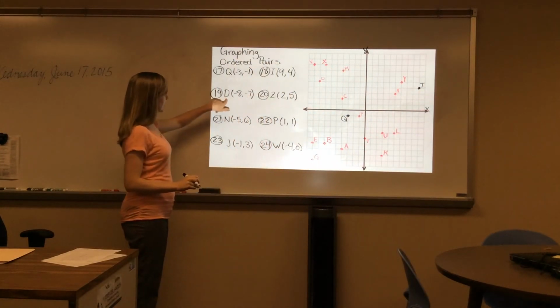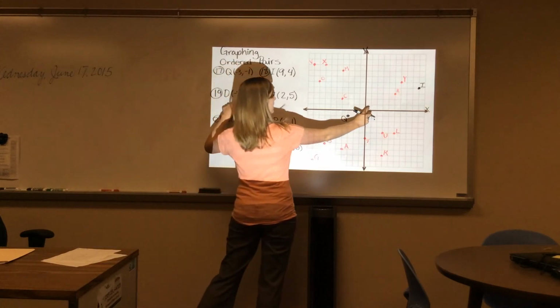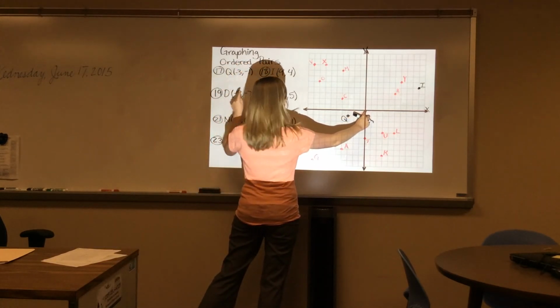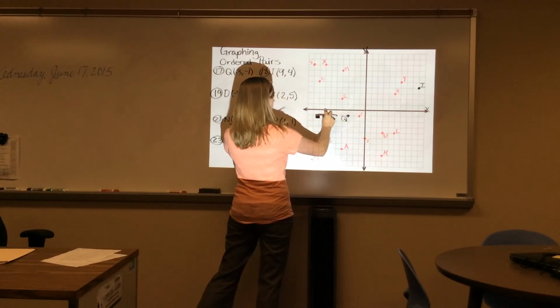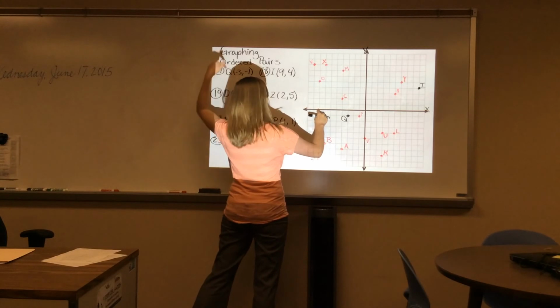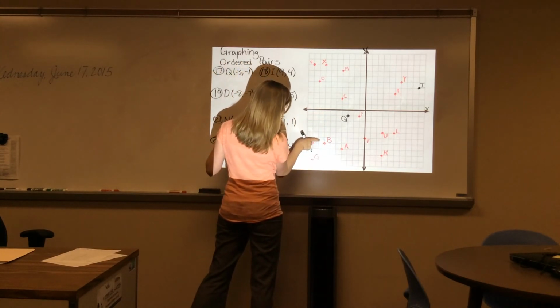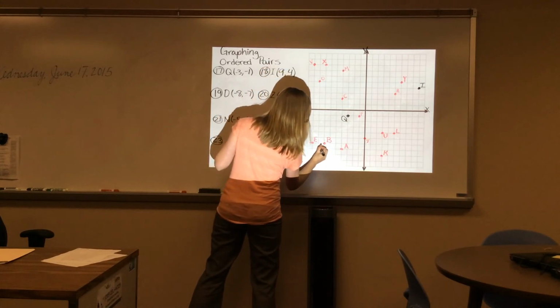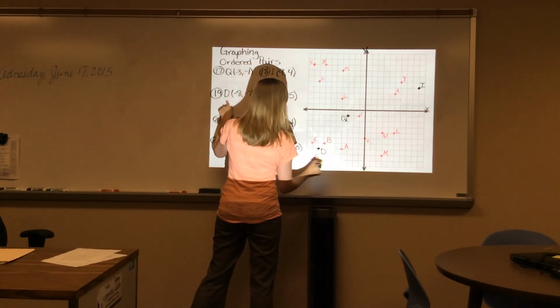For number 19, point D is at -8, -7. Again, start at the origin. -8 means to the left 8 places. 1, 2, 3, 4, 5, 6, 7, 8. -7 means down 7 places. 1, 2, 3, 4, 5, 6, 7, right here. In the middle of E, B, and G, we have point D.